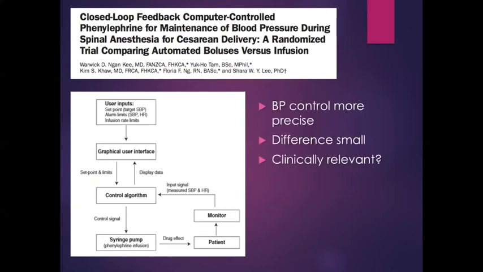And what they found was, by using this computer-controlled closed-loop delivery system, BP control was more precise. However, the differences are small, and we don't really know if this is associated with any clinical relevance. It's just interesting and a potential for technology improvements.